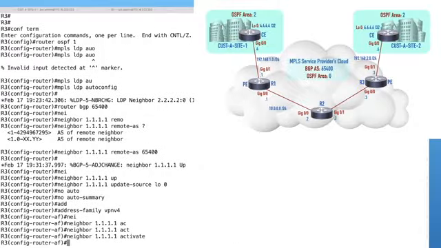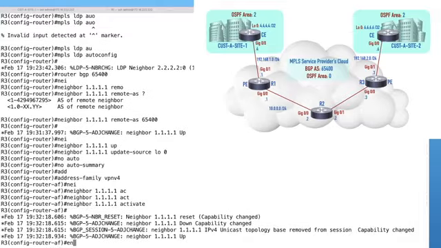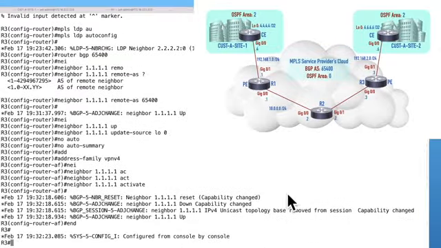Activate. And we should see a neighbor come up there. There we go. Unicast topology base removed. Adjacency change. All that's looking great.